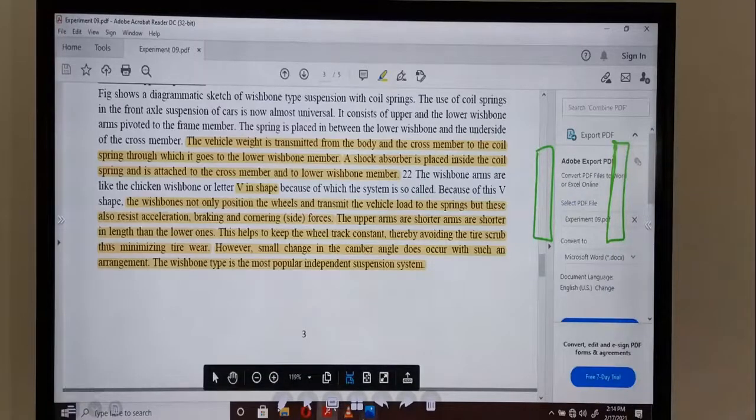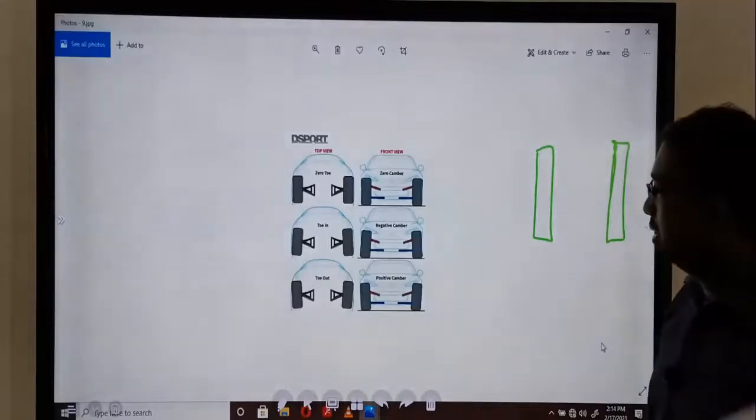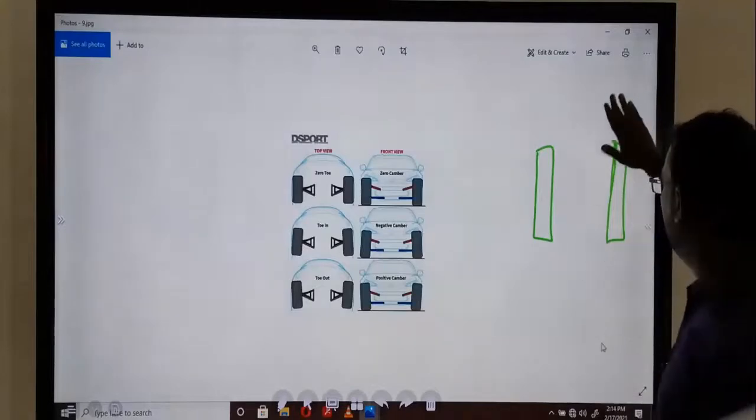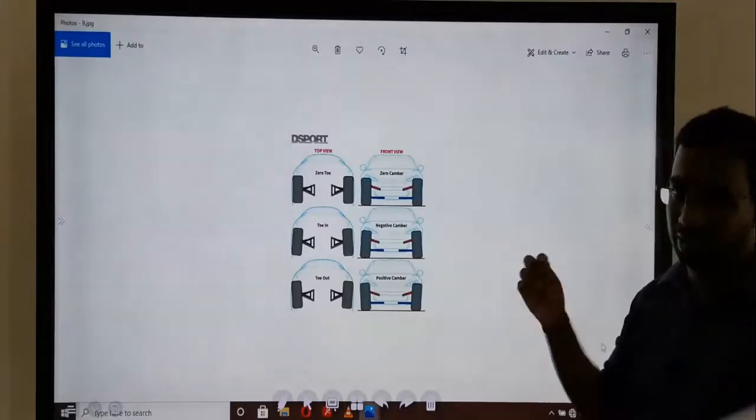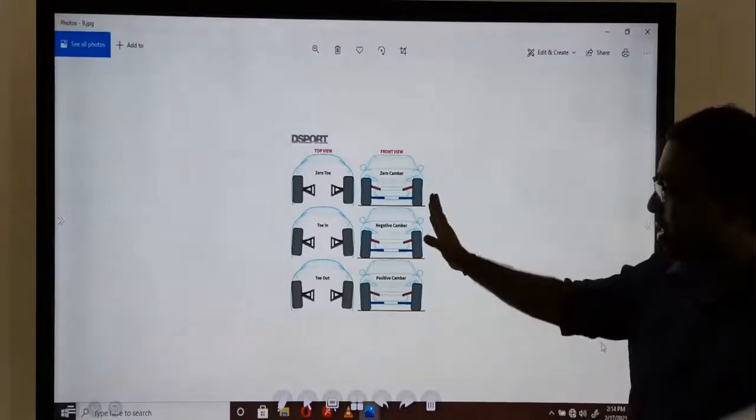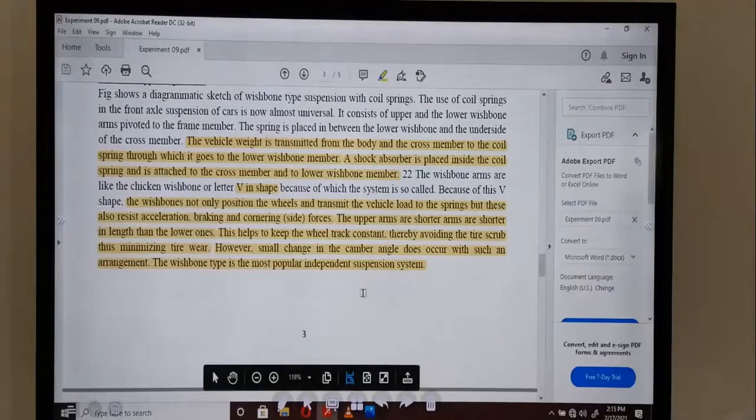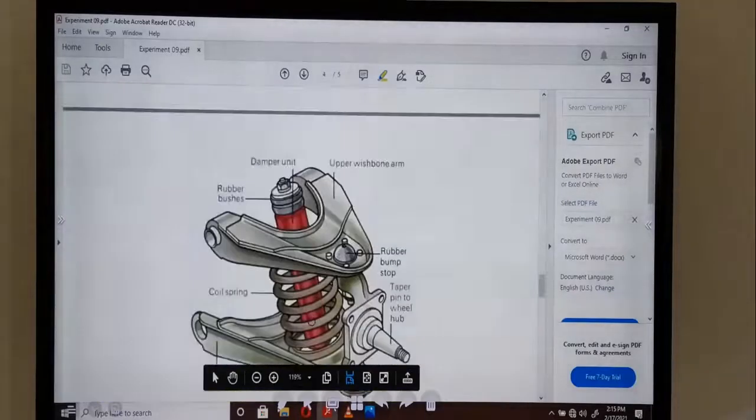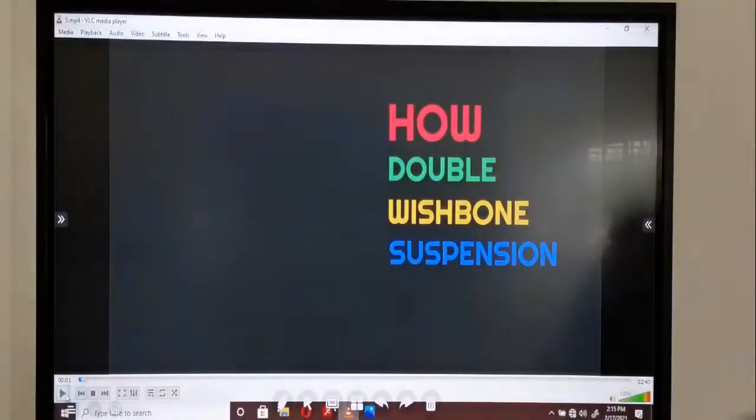This is negative camber, this is positive camber. So because of this wishbone type arrangement, there is a small change in the camber, normally omittable, but there is a small degree of change. So the wishbone is the most popular independent suspension system. Okay, let me show a video.